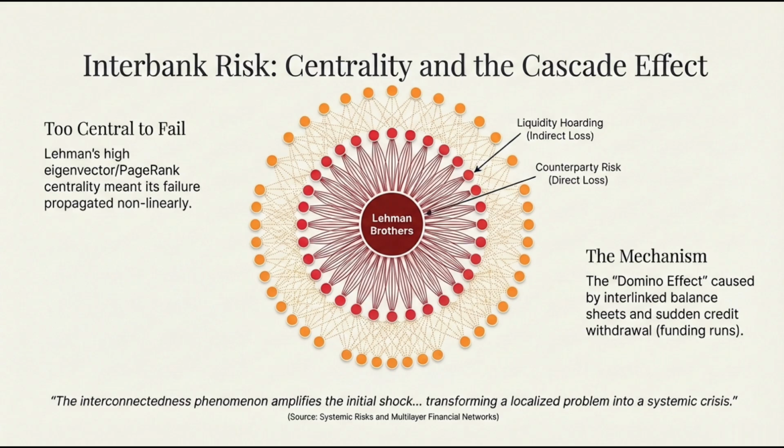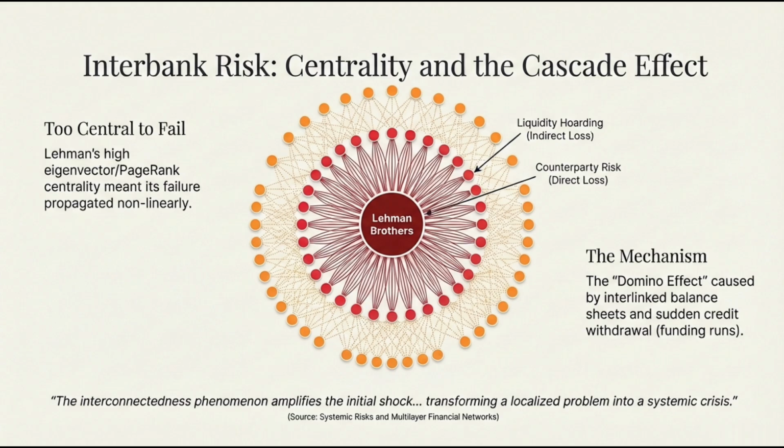On the right side of the slide, we see 2 channels of transmission. One is counterparty risk, meaning direct losses suffered by institutions exposed to Lehman. The other is liquidity hoarding, which is a more indirect effect. Once panic begins, institutions stop trusting each other and start holding on to cash. This can trigger funding runs and credit withdrawal. The result is a domino effect, where what begins as a localized problem turns into a systemic crisis. You might notice how this slide moves us beyond simple bilateral exposure and into the idea that network position amplifies shocks in non-linear ways.